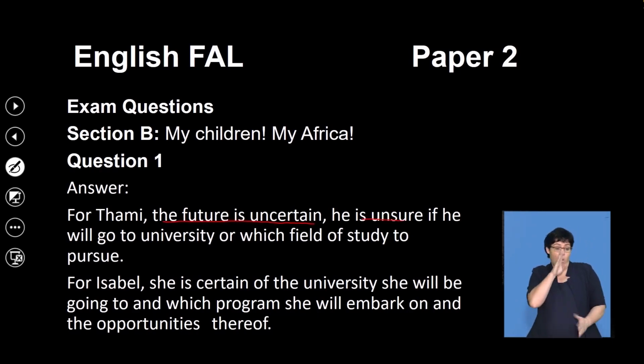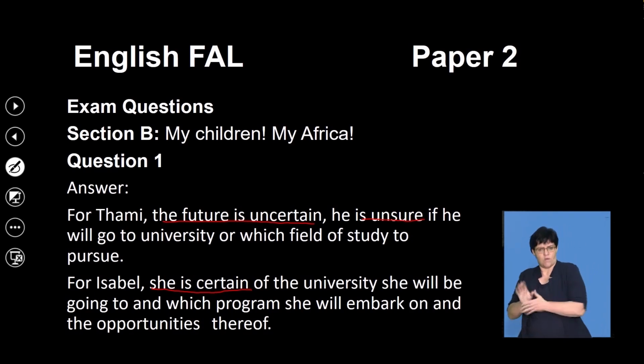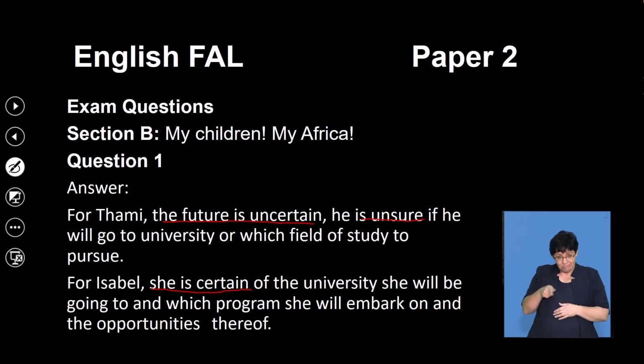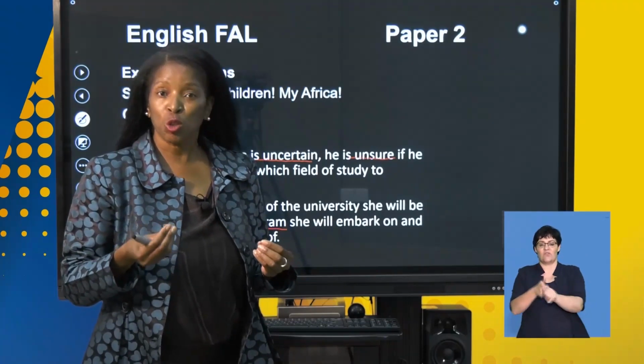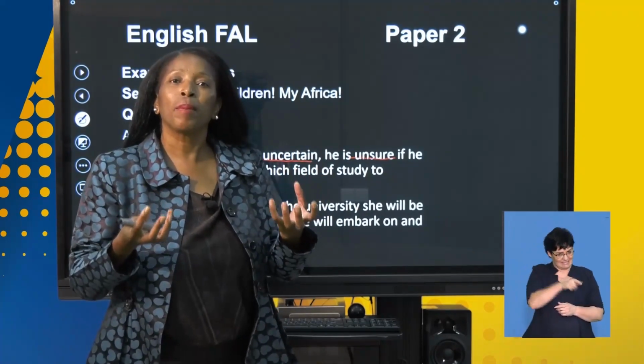He is unsure if he will go to university, or even which field of study he wants to pursue. And then for Isabel, this is what he means. She is certain. Do you see the difference between them? He's uncertain, she is certain of the university she will go to. And she is even certain of the program or field of study she wants to pursue. So that is what he's implying.